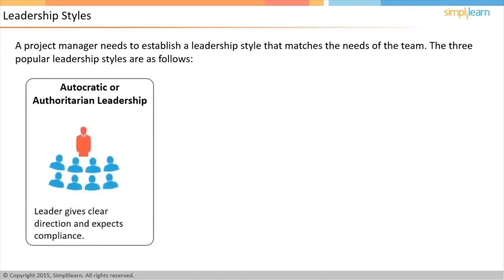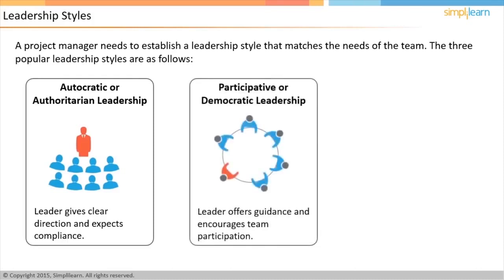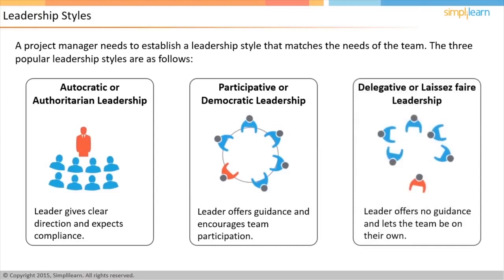The first one is authoritarian or autocratic. In this style, the leader sets clear expectations of the team and expects complete compliance. In a participative or democratic style, the leader offers guidance but also involves the team in decision-making. In a delegative or laissez-faire style, the leader leaves the work to the team without offering much guidance. In most circumstances, you would want your leader to employ a participative style, but there may be occasions when other styles might be appropriate. In the next screen, let us discuss McKinsey's 7S framework.